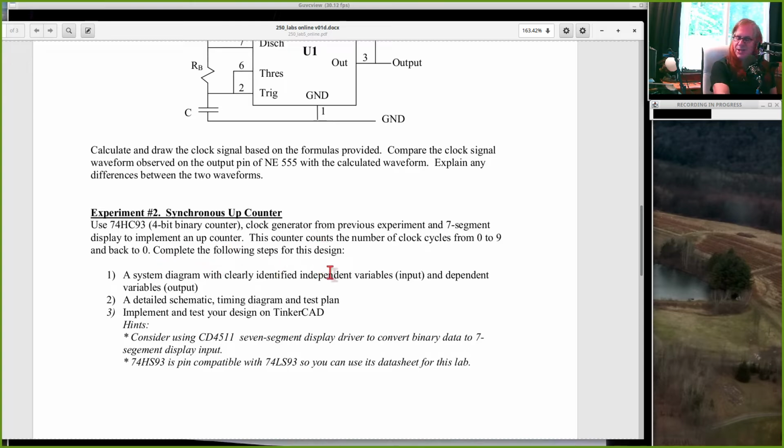All right, so the system diagram we talked about is kind of goofy in this one because there aren't really any inputs, and the output is either the visual display, or maybe 7 outputs to the 7 segments, or 4 outputs from the 7493. It depends how you want to draw it up. So some kind of system diagram, with a description of what the outputs do. Detailed schematic, timing diagram, and test plan.